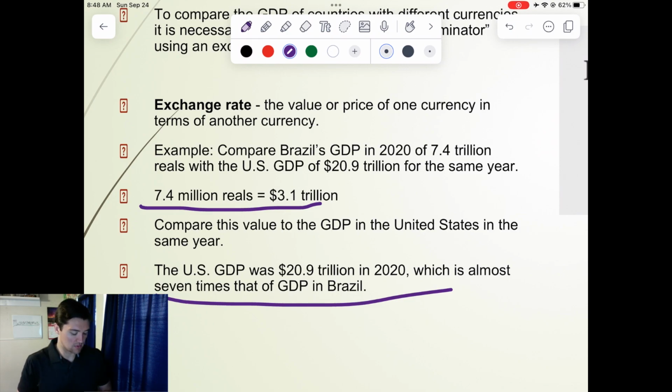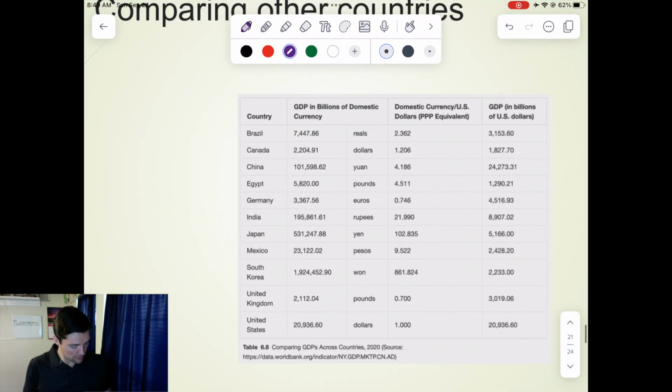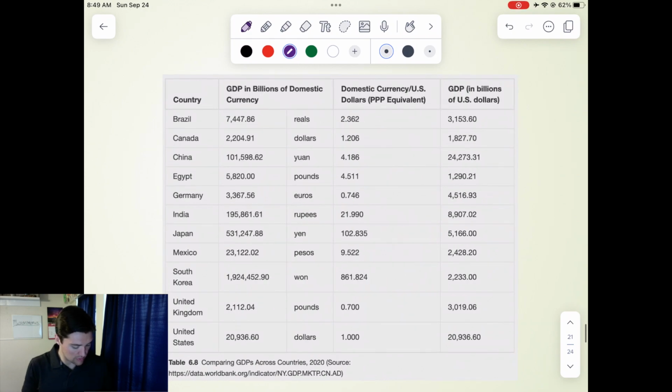Okay, so that's the whole point of the exchange rate, because it's really hard to tell which one's greater or not, because we don't know the value of the real in terms of dollars. But now we do. You use the exchange rate. Okay, so the main thing I really want you to understand now is that we use the exchange rate to compare other countries. Now, if we were to continue on, here's some more examples.